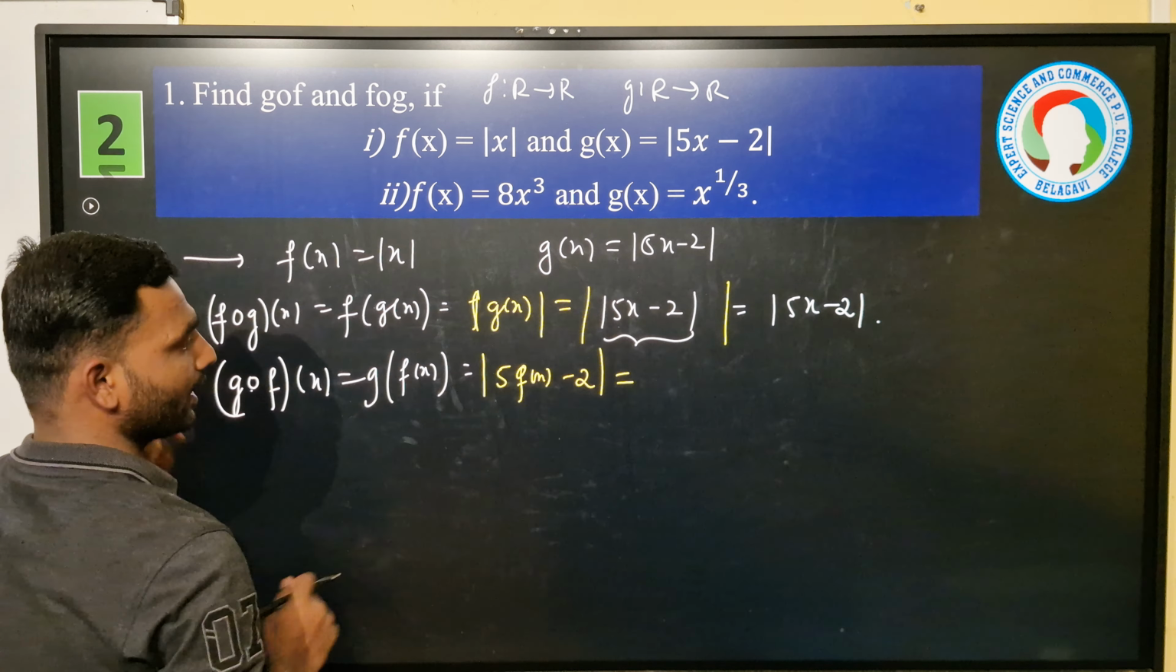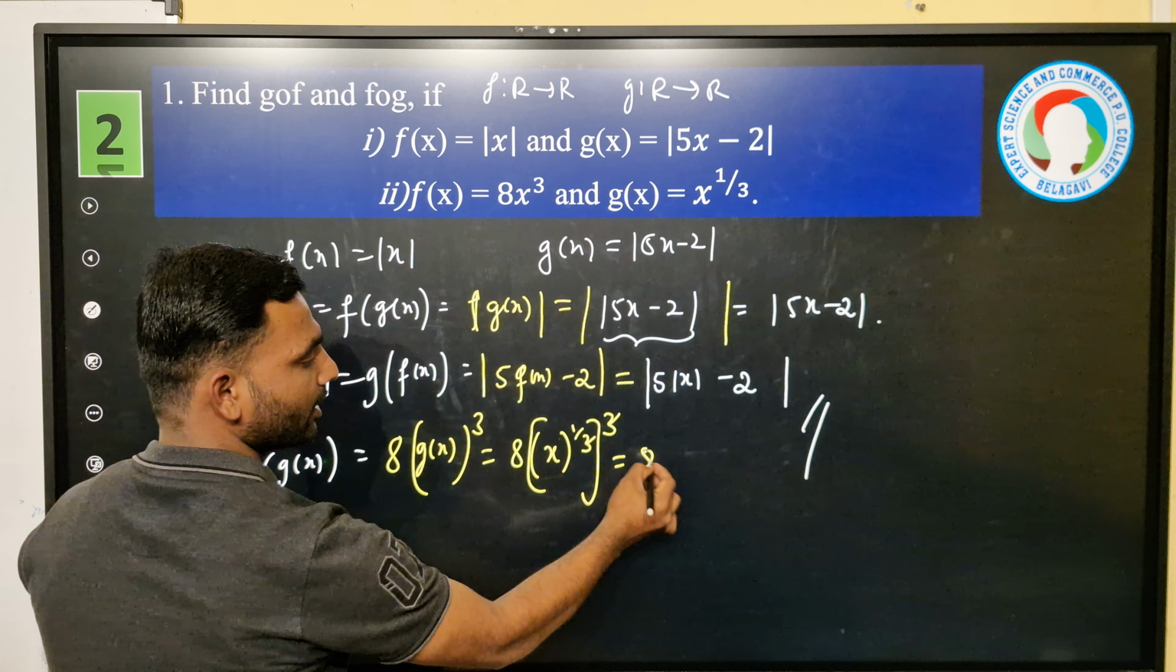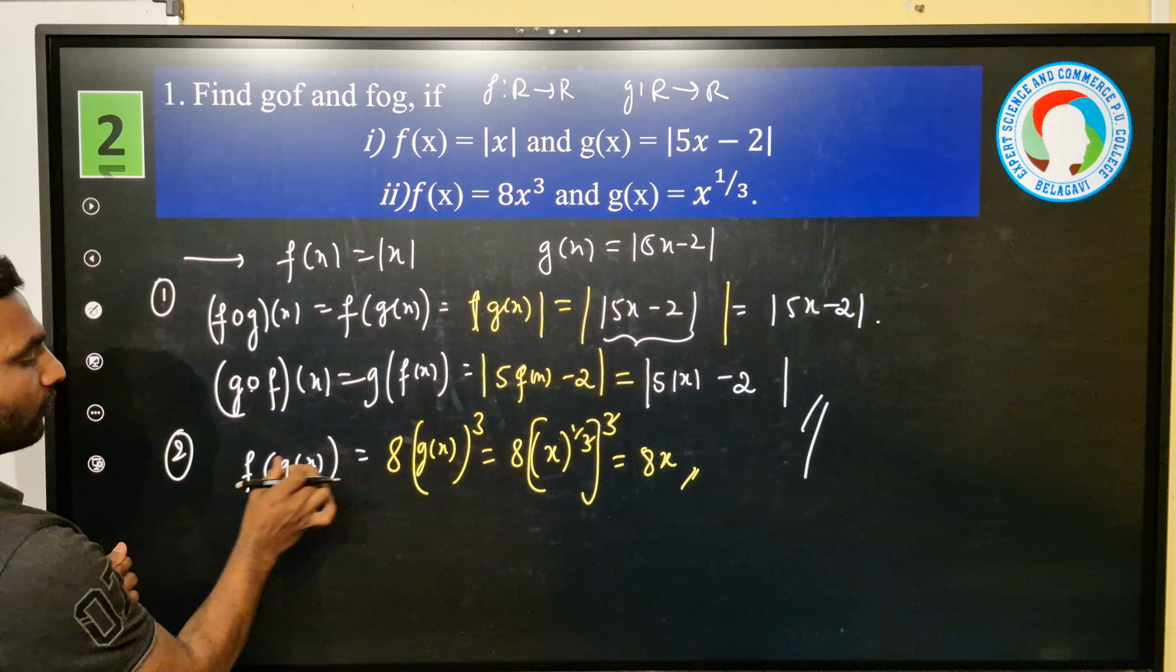Second one, f of g of x is equal to f of, what is the value of g of x? That's also you can substitute first. What is the f of x value? 8x cube. So here it is 8x cube. Now you have to take that 8x cube, what is the value of x? That is g of x cube. Then what is the value of g of x? The g of x value is x to the power 1 by 3, and whole cube. So this 3 cancels, the remaining answer is 8x. This is f of g of x.